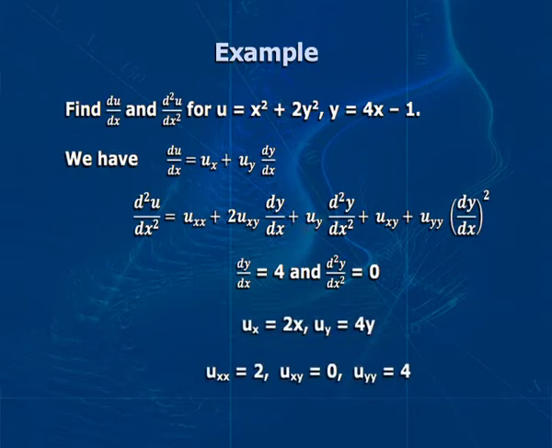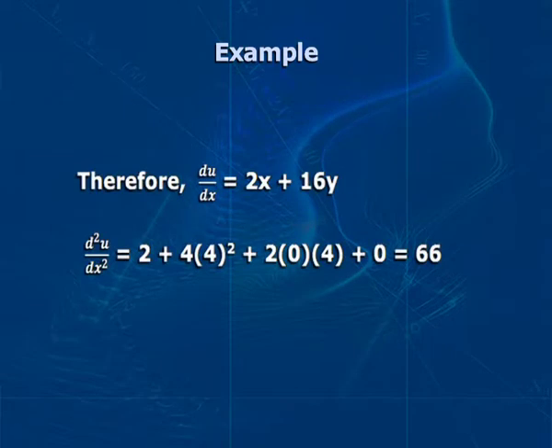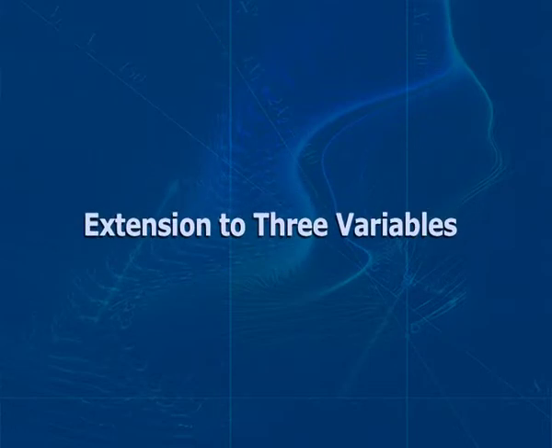ux is equal to 2x, uy is equal to 4y, uxx is equal to 2, uxy is equal to 0, uyy is equal to 4. Therefore, du by dx is equal to 2x plus 16y, d square u by dx square is equal to 2 plus 4 into 4 square plus 2 into 0 into 4 plus 0, which is equal to 66.